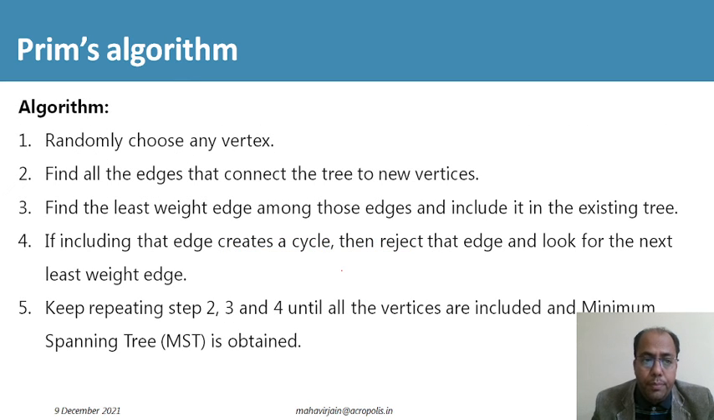Now the algorithm. As we have understood about Prim's algorithm, you first need to identify the source vertex. After that, you need to identify all the adjacent vertices, pick the smallest one, and continue until you reach V minus 1 or N minus 1 edges.